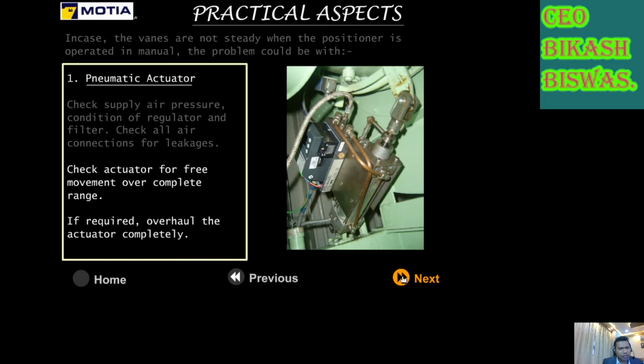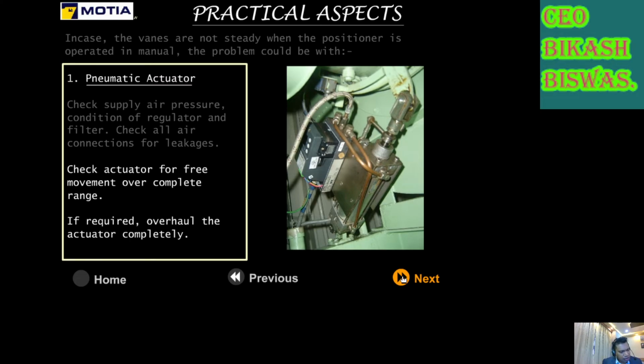Check the actuator for free movement over the complete range. If required, overhaul the actuator. What happens with the actuator? The air also sometimes is very dirty. There will be moisture inside, there will be lacquer formation, and dirt and dust inside. If it goes inside the actuator, sometimes the piston gets jammed, or there is the piston ring, which is a special kind of part.